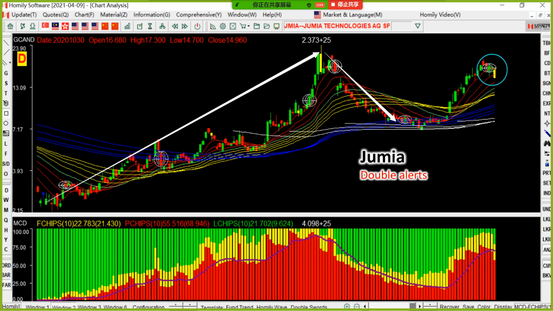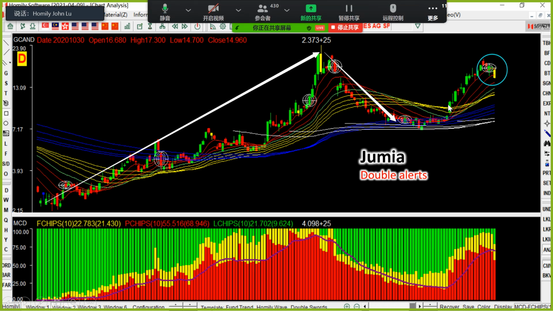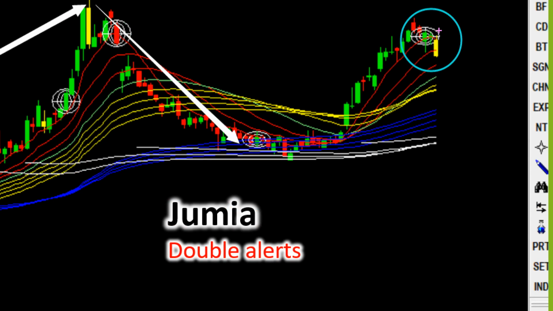Another one is Jumia Technology. I remember that was a very good buy signal, an opportunity, when the price retraced and touched the white rainbow, then rallied up. But now what happened? Can you see the double alert for Homely members? Because most of us are Homely members, you see, it all the way goes up. Then at the high position, we find the double top alerts.